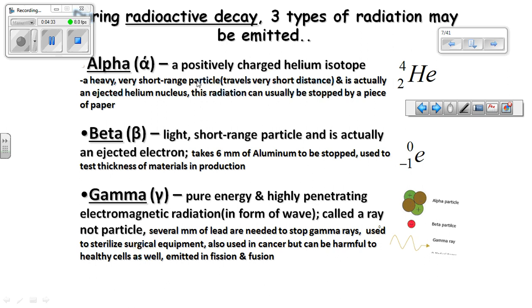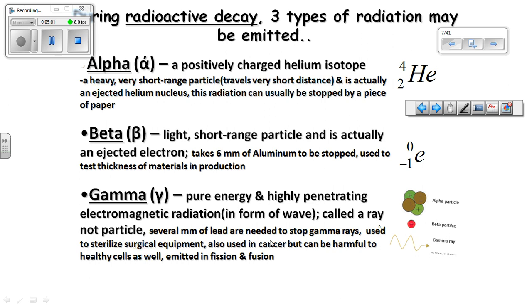Then you have a beta particle, which is an ejected electron. So when you eject an electron, that's what a beta particle is. Beta particles can be stopped by about 6 millimeters of aluminum foil. And then you have gamma rays. Gamma rays are just pure energy. They're highly penetrating. They're electromagnetic radiation that travels in the form of a wave, and we call it a ray and not a particle.